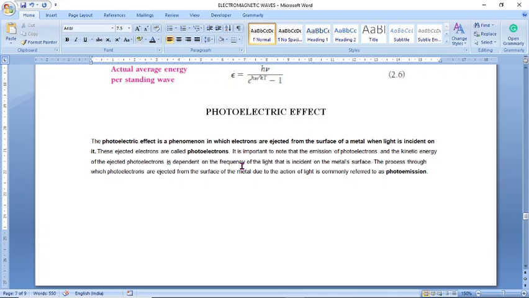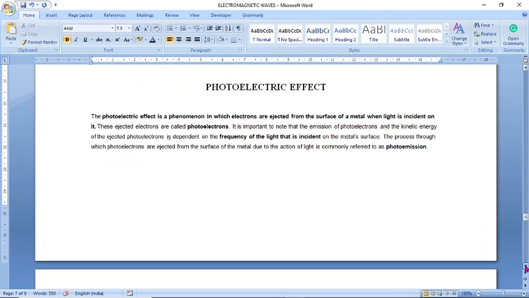It is important to note that the emission of photoelectrons and the kinetic energy of the ejected photoelectrons is dependent on the frequency of the light incident on the metal surface. That is, the energy of the photoelectron is dependent on the frequency of the light incident. The process through which electrons are ejected from the surface of the metal due to the action of light is commonly referred to as photoemission. Right, photoelectric effect or photoemission.